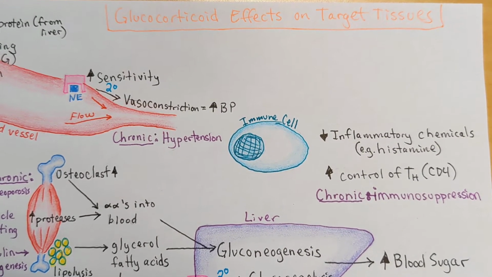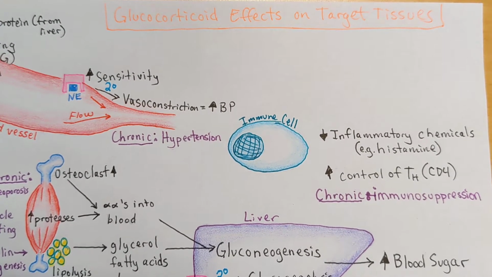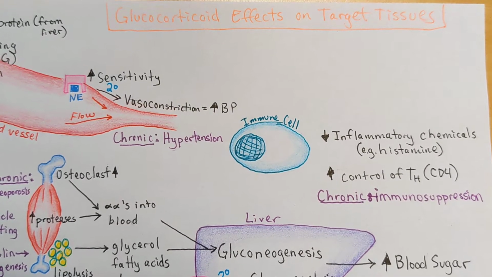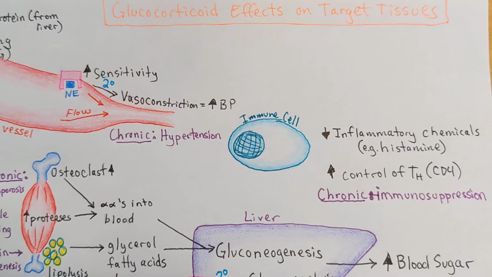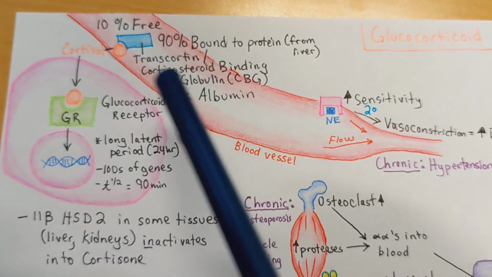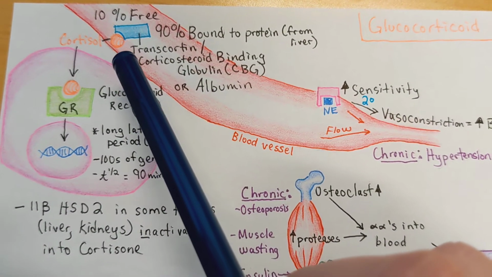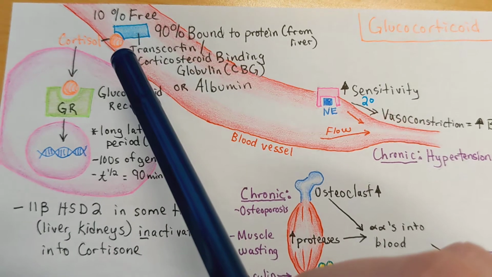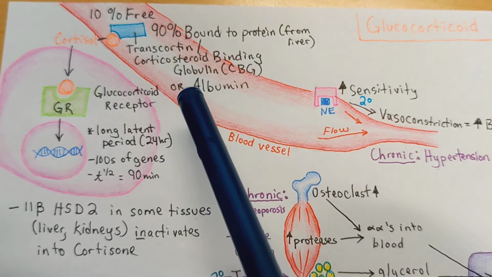In this video, I'm going to talk about the effects of the glucocorticoid cortisol on target tissues within humans. Here, we see in the blood vessel that cortisol is released ultimately from the adrenal cortex into the blood.